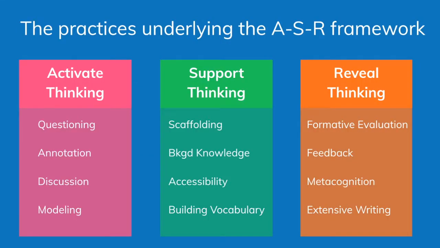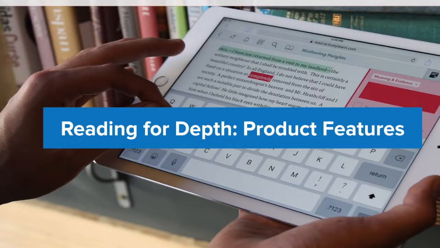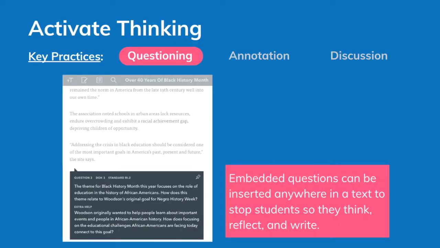The one thing I like with Actively Learn is it supports the ASR framework by allowing students to activate their thinking through questioning, annotation, and discussion features. It also supports thinking by allowing teachers to provide background knowledge while providing students with readily available tools that can be used to define vocabulary and clarify meaning. It also helps reveal thinking by providing immediate feedback on both the comprehension questions and the writing that students put forth. So some of the specific product features that I kind of just gave you an overview for, let's take a look at some of these.